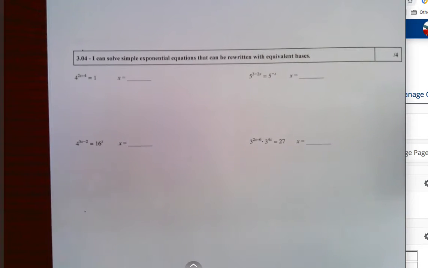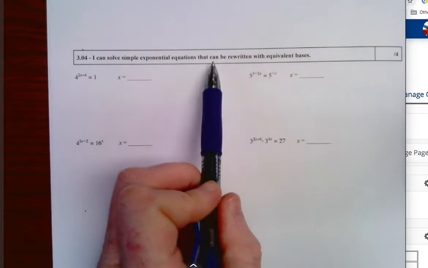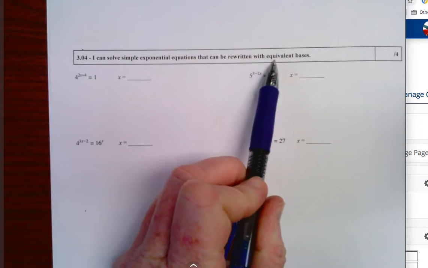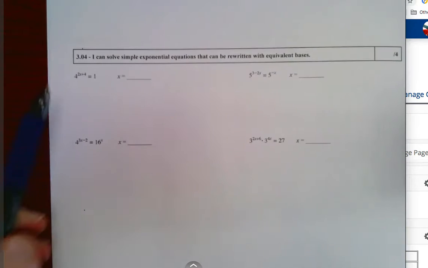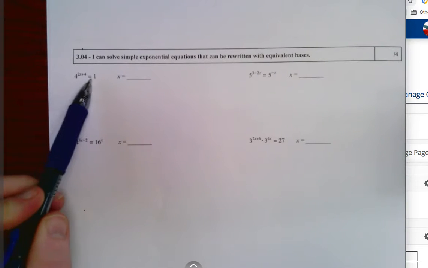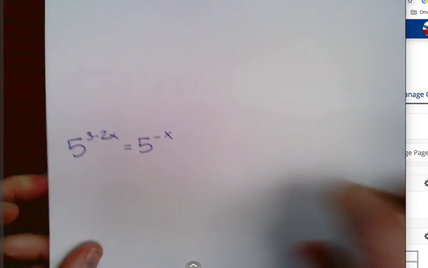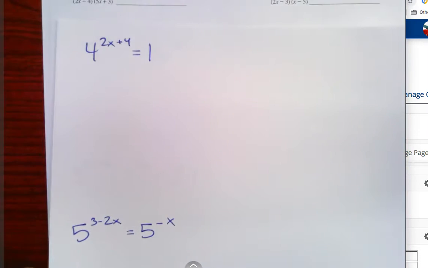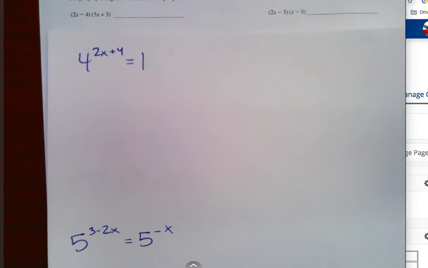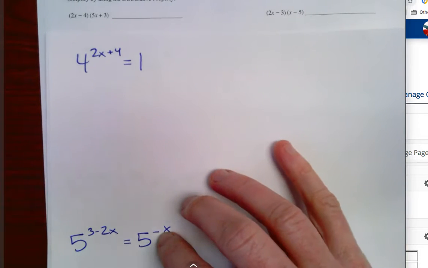I can solve simple exponential equations that can be rewritten with equivalent bases. Okay, this gives us a clue as to what to do here. So this first problem here has base 4 and base 1. We need to write this with equivalent bases. So we can use the fact that any number to the 0 power is 1.